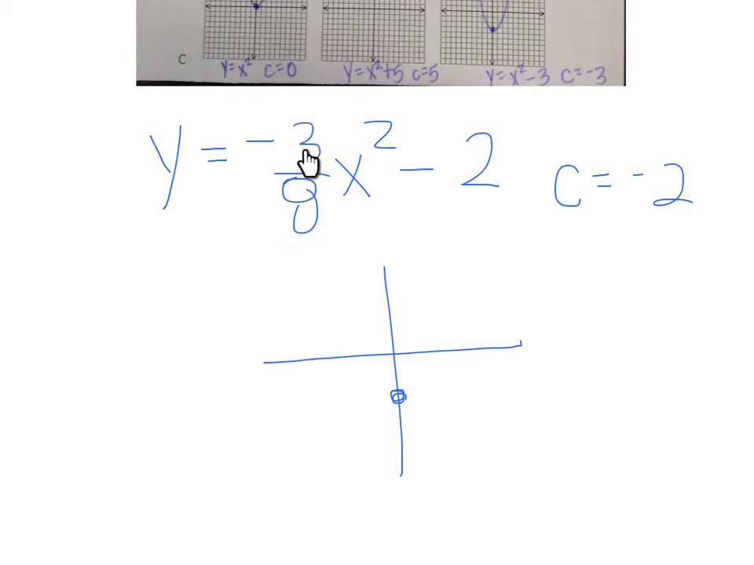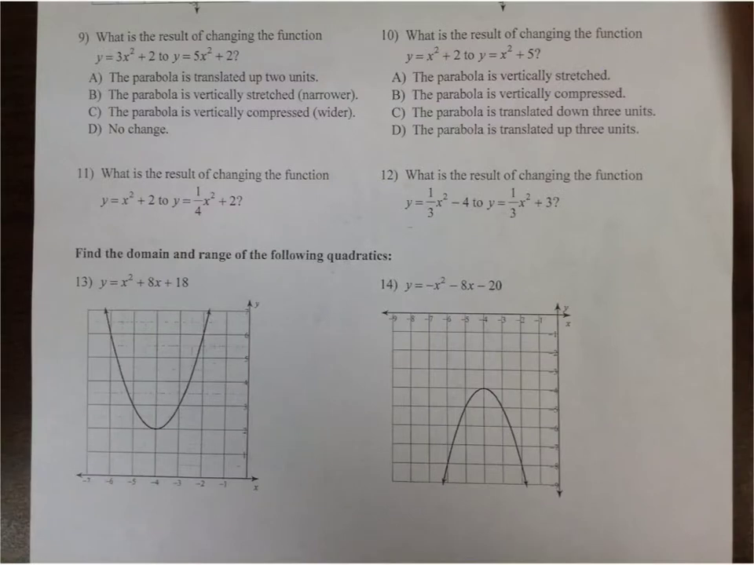Now, I also want to look to see if it's greater than 1 or less than 1. And this one is less than 1. It's a fraction. So there's not very much pressure being put on this parabola, like a spring opening up. It's getting flat. And so that's how my graph would look: opening down, flat, and it starts at negative 2. So let's look at how this might be asked on the ESC.